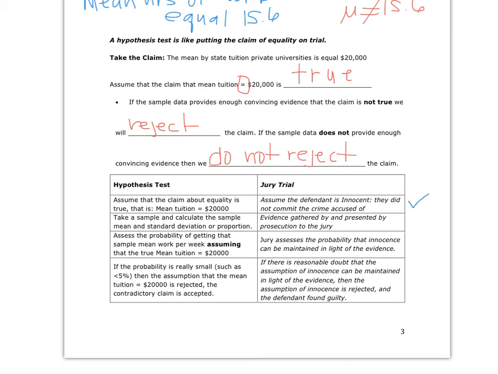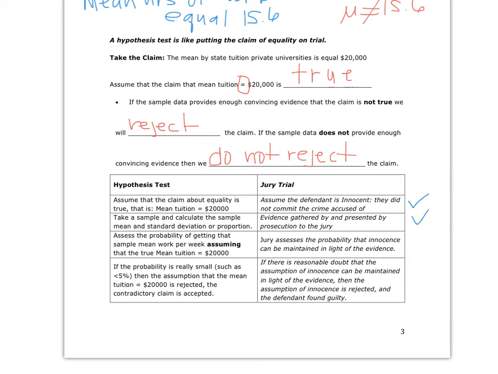Secondly, for a hypothesis test, we take a sample, we get sample data from our population of interest. We calculate the sample mean and standard deviation or the sample proportion, depending on what we're testing about. That's comparable to evidence being gathered by the prosecution and then being presented to the jury in the court proceedings. Taking that sample and calculating the sample statistics is like the evidence gathered by the prosecution and presented during the trial.